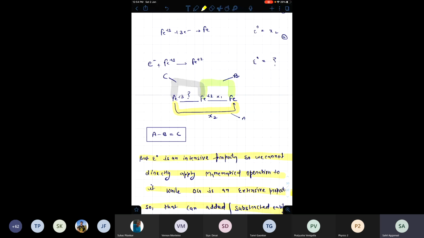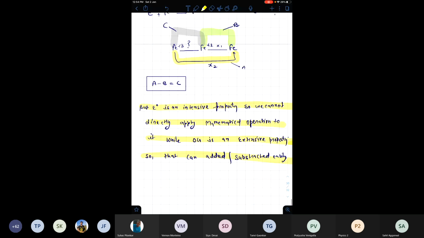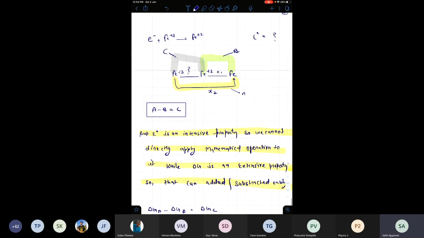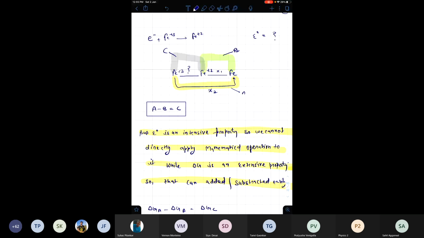So instead of E naught of A minus E naught of B equal to E naught of C, we will say delta G of A minus delta G of B equals delta G of C. Any doubt in this? Please clear it. Till now we were able to subtract or add, but now we are saying we cannot add or subtract it.